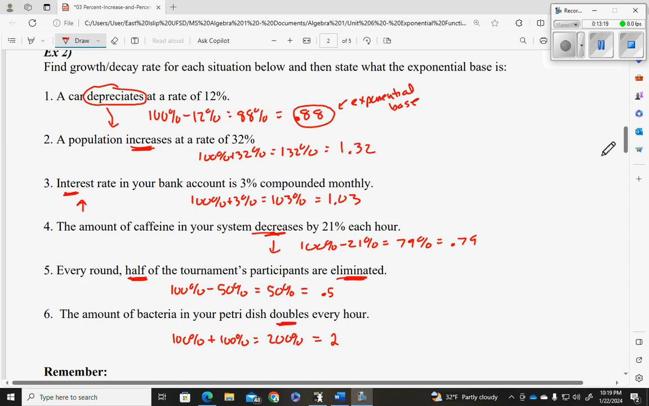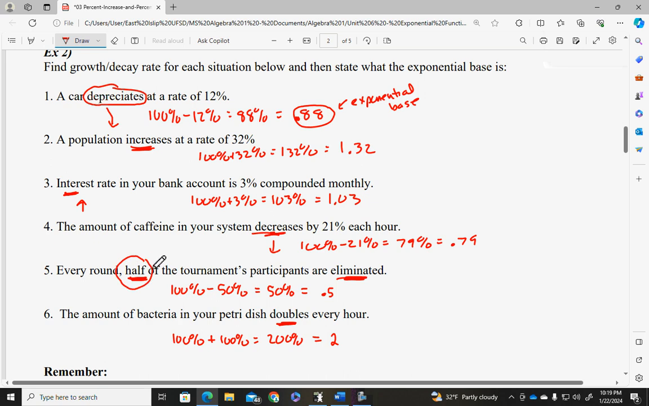I would say that number 5 and 6 were the trickier of the two because it didn't tell you the exact percentage. You had to read the words and decide what the percentage would be. Like in number 5, if half of the tournament's participants are being eliminated, that's 50% of them are being eliminated, right? So also something that stands out to me is a half is the same thing as 0.5. So I can actually go from this word straight to that decimal.